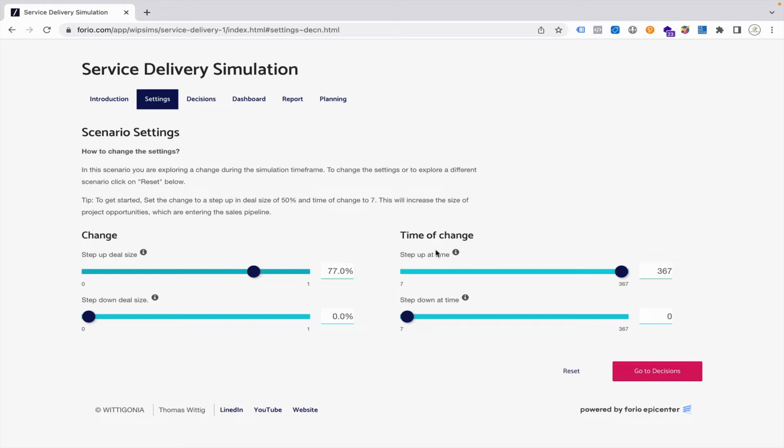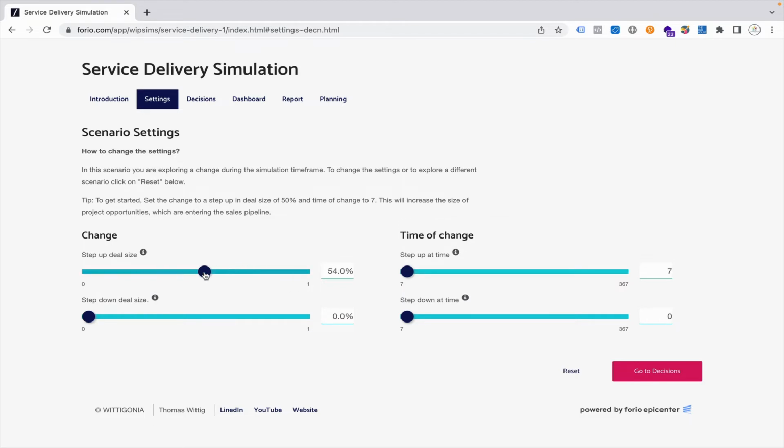On the time axis, you can choose when the change is supposed to occur. So we will make that fairly soon, after 7 days. Also note that in some areas you will find these tooltips, so when you move the mouse over that, you will get some additional information.